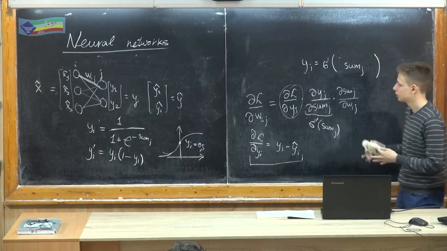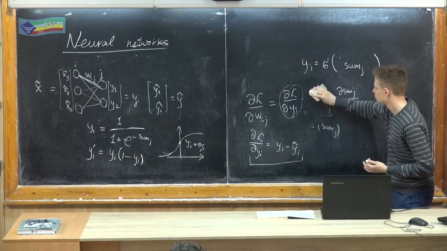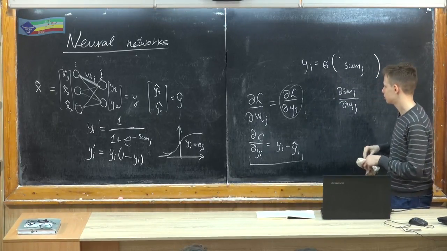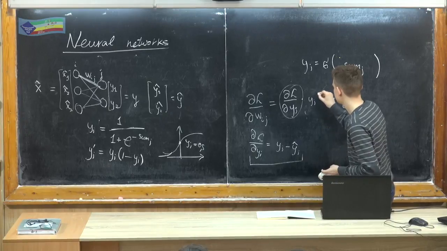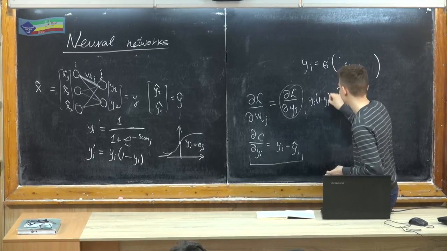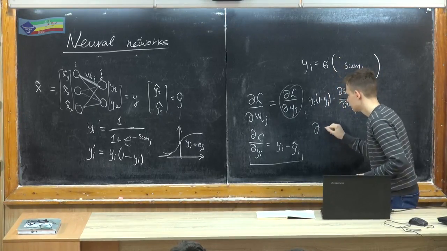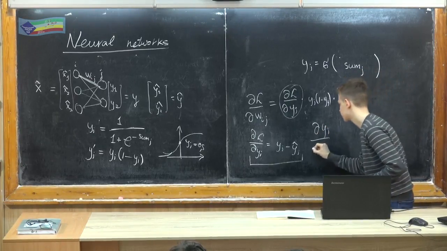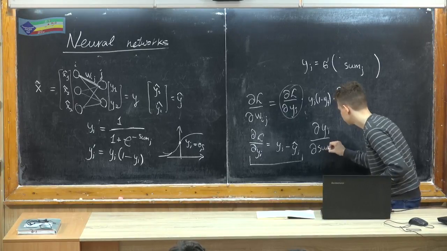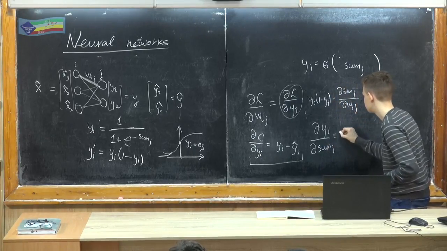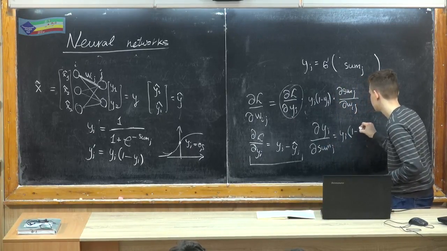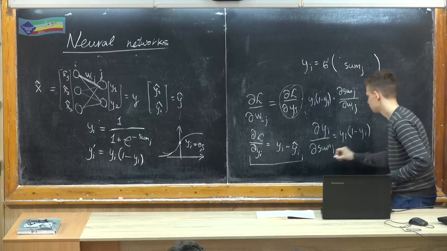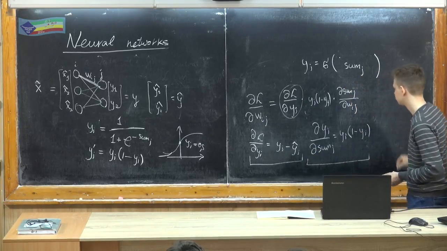So now we can rewrite this: the partial derivative of yj with respect to this sum is equal to yj multiplied by 1 minus yj. This is the third one.